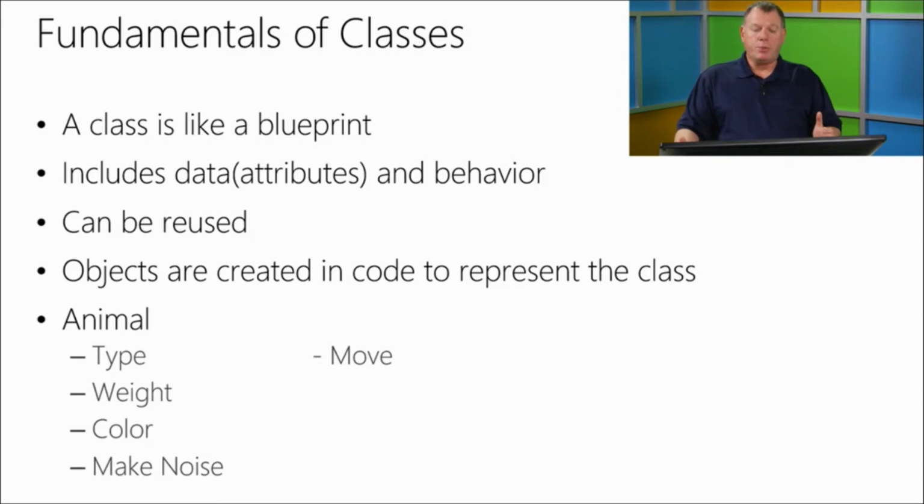Now, it's also important to note that we have a term called objects. When we create objects, those are a representation of that class in code. The reason I mentioned classes like a blueprint is that you cannot live in the concept of the blueprint of a house, but you can live in the house itself. And the house becomes an instance created from that blueprint.